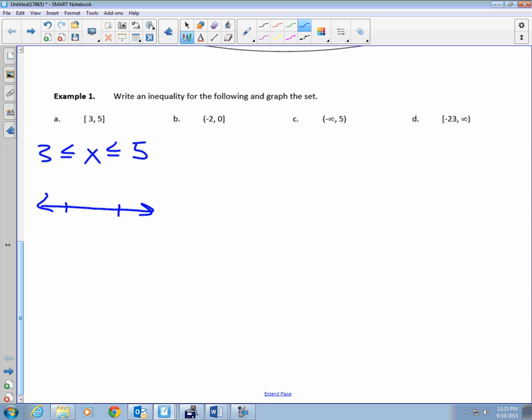Then I will graph the set. 3 and 5, open or closed circles? Closed. And are the arrows going to come together or go apart? They're going to come together because this includes all numbers between 3 and 5, so it's a union. They're together.